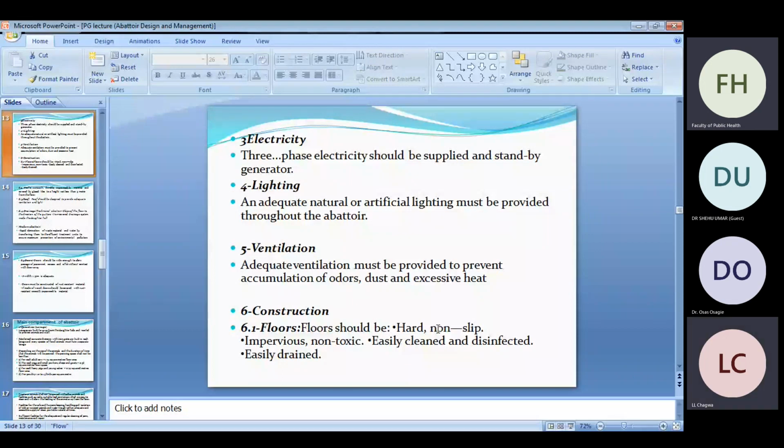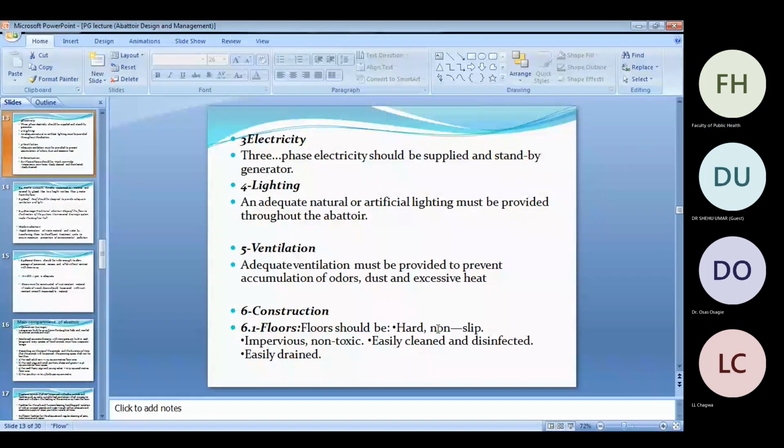Then, as for construction, as you're talking about the essentials of an abattoir, you must site an abattoir in a good place under certain conditions. There's a requirement for siting an abattoir. There are some essentials that you must have in an abattoir before it can function for what it's meant to be used for.